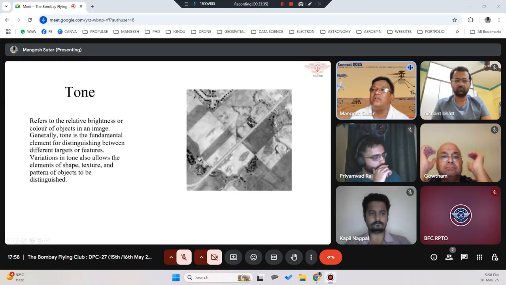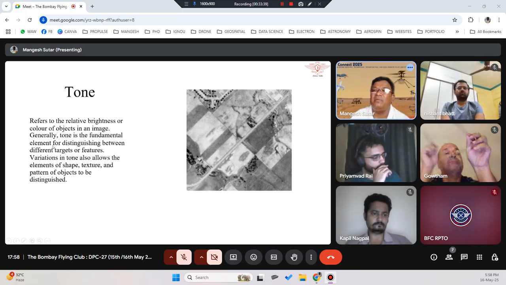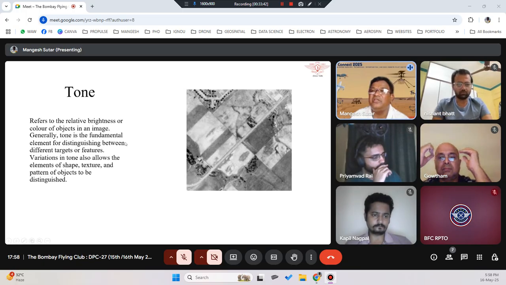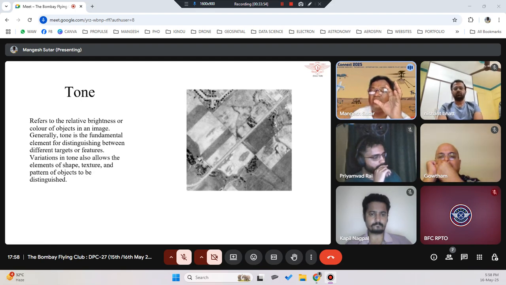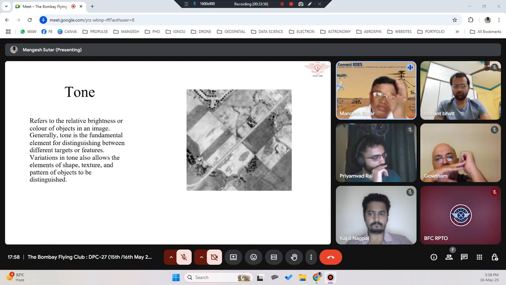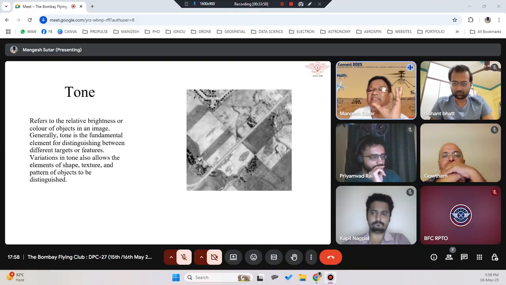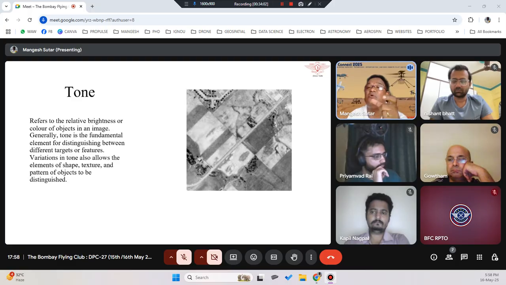So tone refers to the relative brightness or color of an object in an image. Generally, tone is fundamental for distinguishing between different targets or features. Variation in tone also allows elements of shape, texture, and pattern to be distinguished. A lot of times when we are taking pictures of insulators, from one angle the insulator looks like it is broken, because those insulators are always dark brown in color.